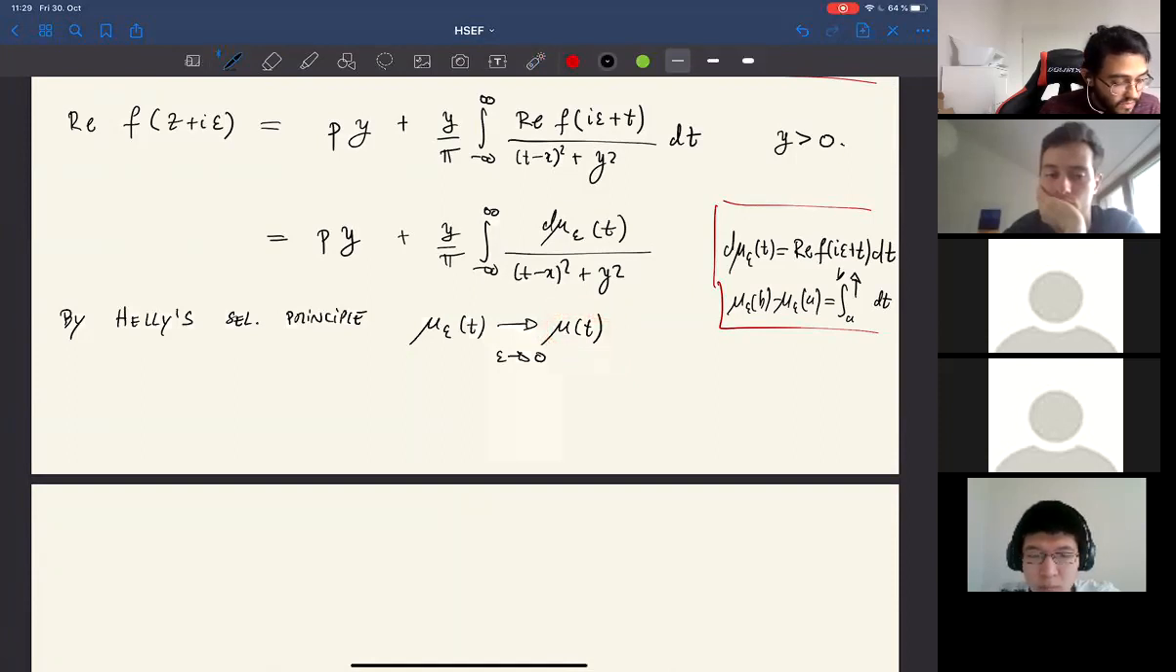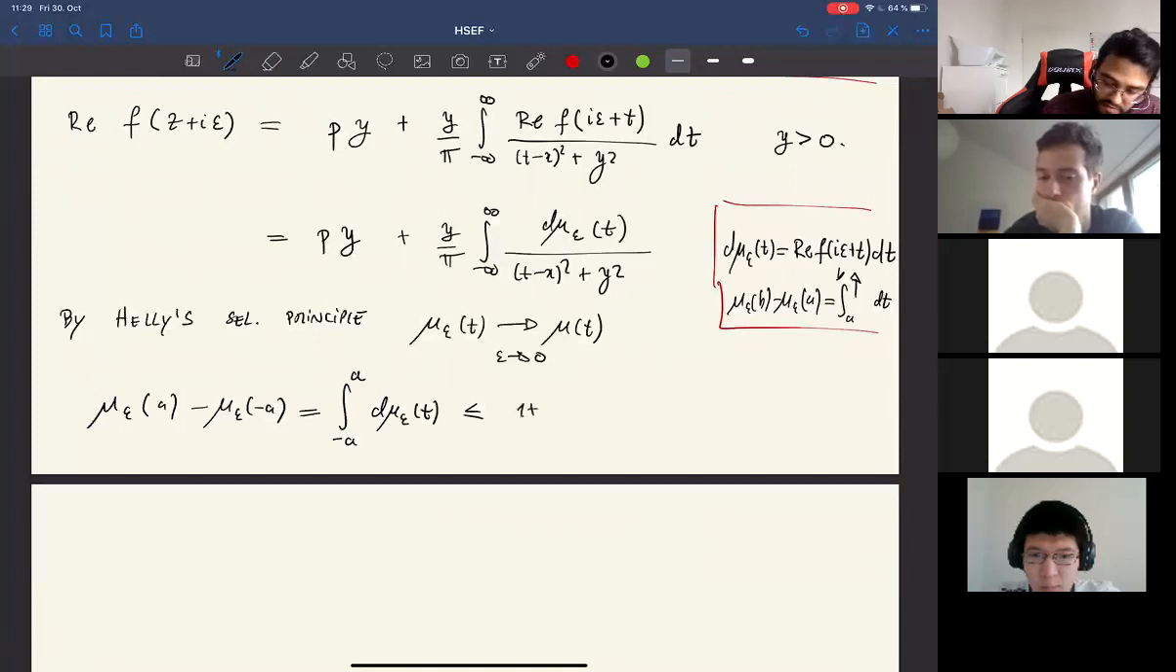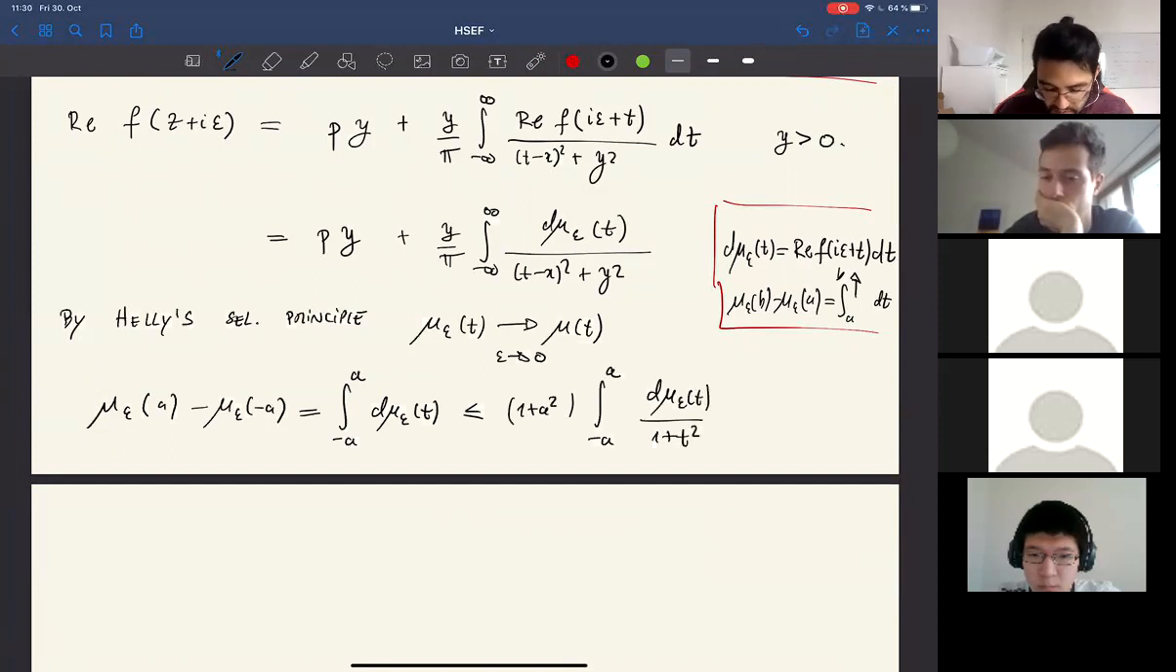So first of all, what do we have? We do have the following: mu epsilon of a minus mu epsilon of minus a equals the integral from minus a to a of d mu epsilon of t. And then we can just bound this by 1 plus a squared times the integral from minus a to a of d mu epsilon of t divided by 1 plus t squared. So basically I just multiply and divide by 1 plus a squared, but inside the integral I can bound it by 1 plus t squared.